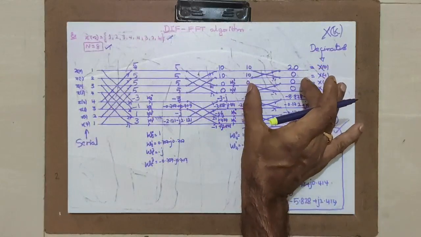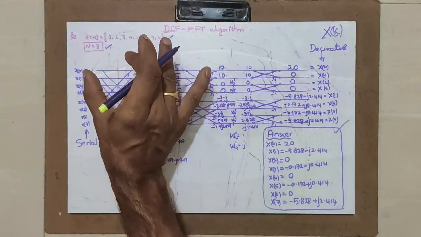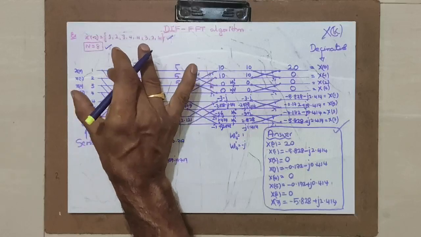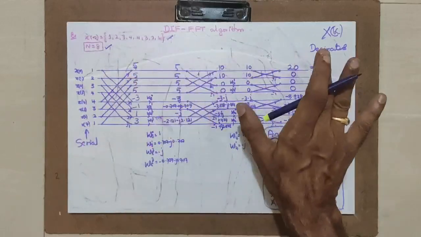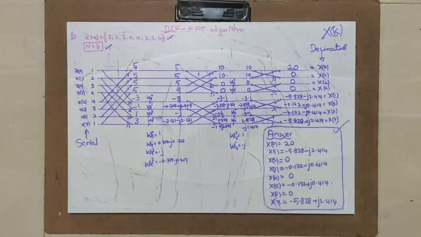Rest all are very similar. Whatever output stage was there, that is shifted to the input stage. Whatever input stage was there, crisscross, that has shifted to the output. Otherwise it is the same DIT FFT algorithm itself. If you are perfect with the DIT FFT algorithm, the rest will be very easy for you. I hope you understood this example. If any doubts are there, you can contact me. I shall solve them.